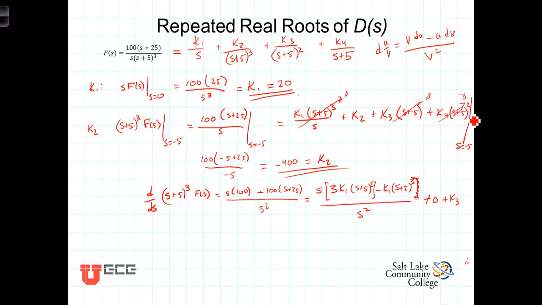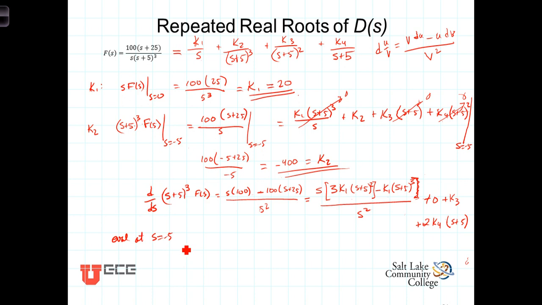The derivative of that, let me just write it down here, is going to be plus 2 times k4 times s plus 5 to the first power. Okay, so now we've differentiated the left side and the right side. We now evaluate it at s equals minus 5. So evaluate at s equals minus 5.